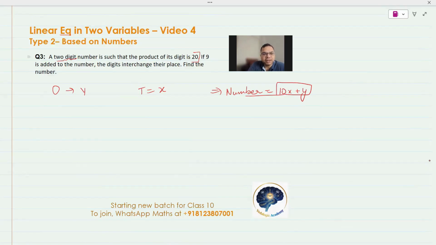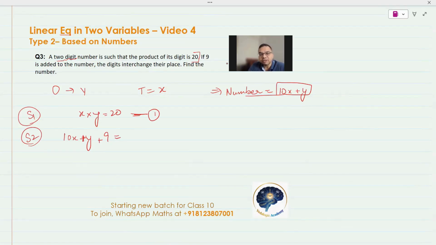Okay. So the first scenario says, a two-digit number is such that the product of its digits is 20. So x into y is 20. Okay. So this becomes equation 1 for us. Now let's see what is scenario 2. If 9 is added to the number, the digits interchange their place. Oh, that's very interesting, right? So we have 10x plus y as a number. And if we add 9 to it, the digits interchange.